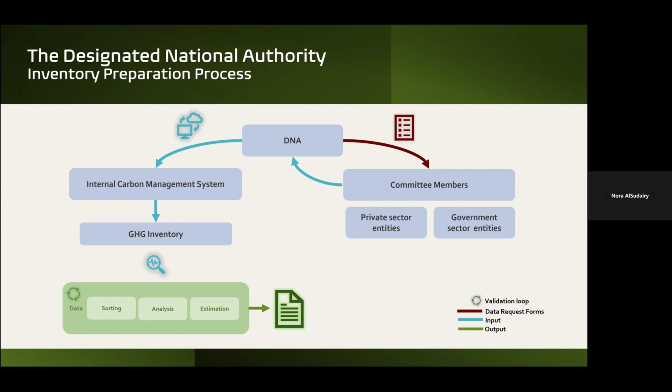To start off, our inventory process is built on strong collaboration with national entities, which is something that Kaltoum had mentioned in her previous session about the need for strong collaboration. We work closely with our committee members, which are government ministries, semi-governmental organizations, and private sector entities that are relevant to different sectors of emissions and sinks within the kingdom. So what do we do when we prepare our inventory? It has several major steps, as many of you here know.